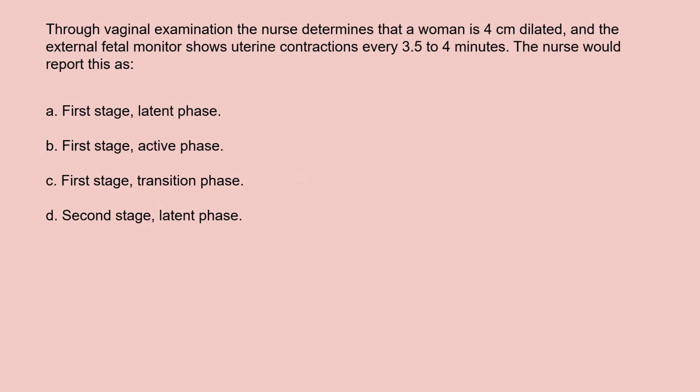Through vaginal examination, the nurse determines that a woman is 4 centimeters dilated, and the external fetal monitor shows uterine contractions every 3.5 to 4 minutes. The nurse would report this as A. First stage, latent phase. B. First stage, active phase. C. First stage, transition phase. D. Second stage, latent phase.